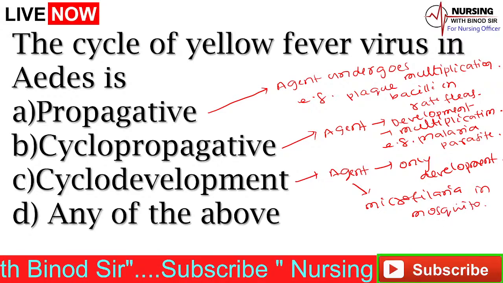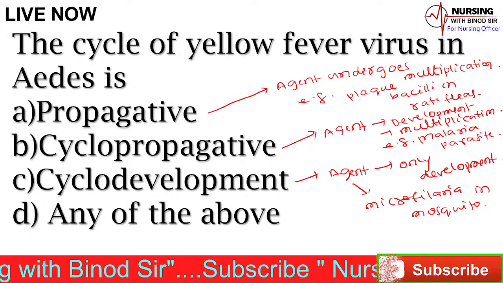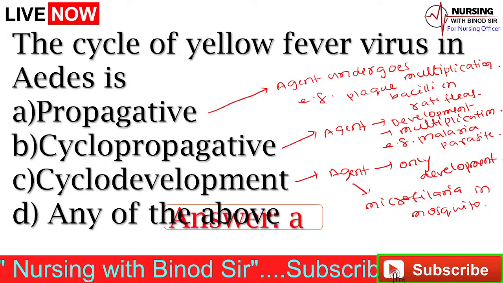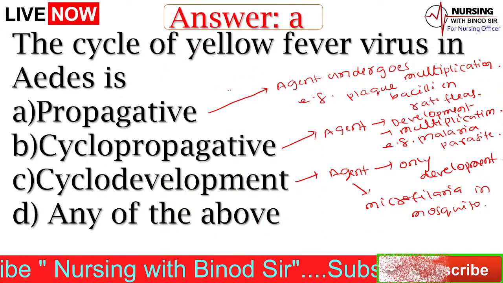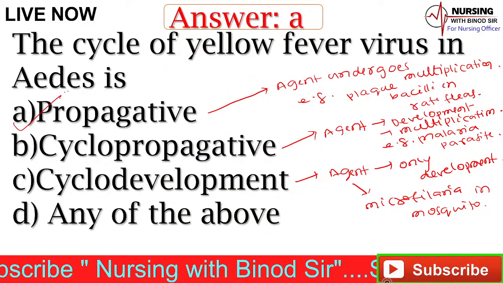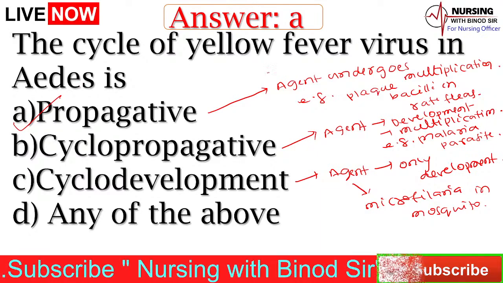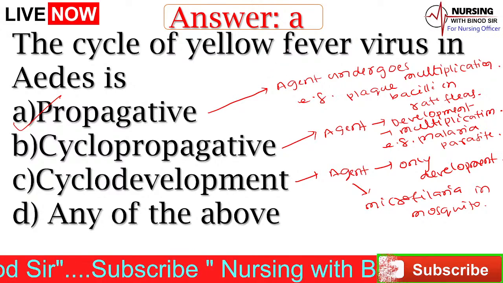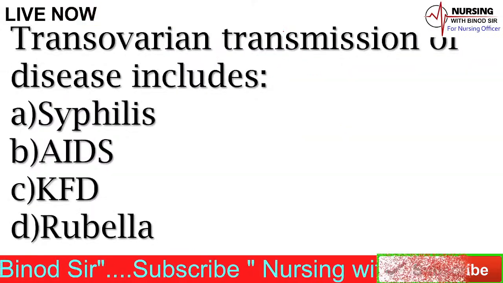So put your right answer in the chat box. What would be the right answer to the question? You all have to remember that the answer is propagative, where the agent undergoes multiplication. Have you got it? Now we'll come back to the next question.